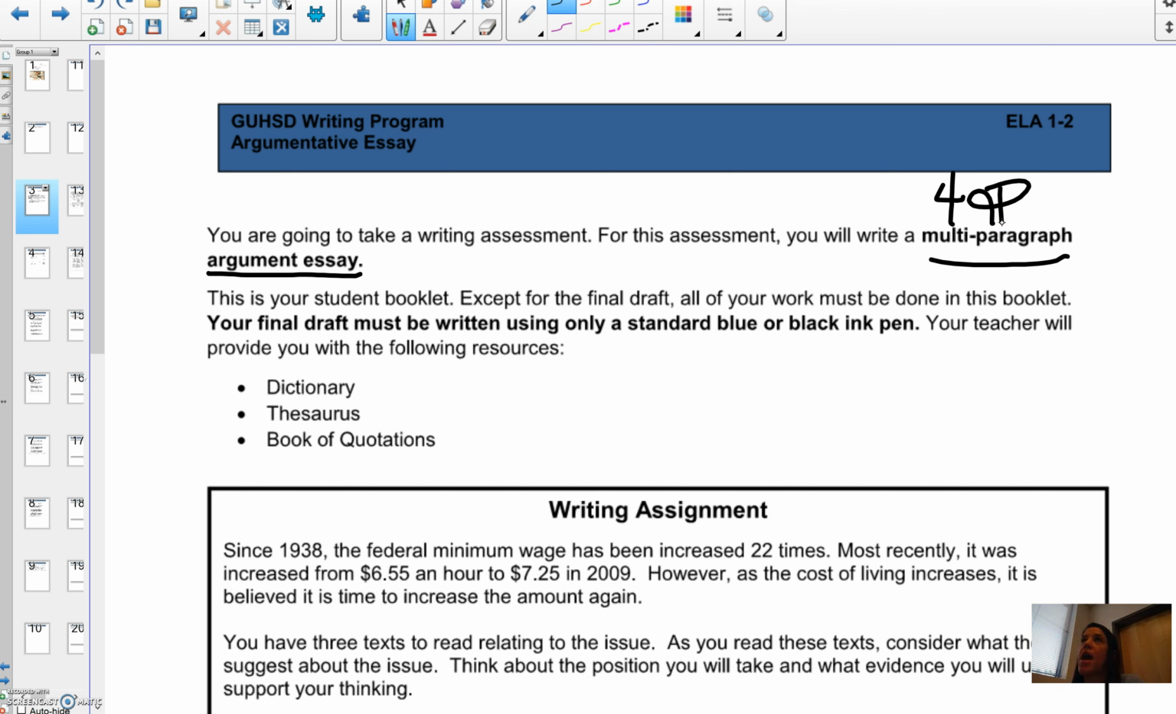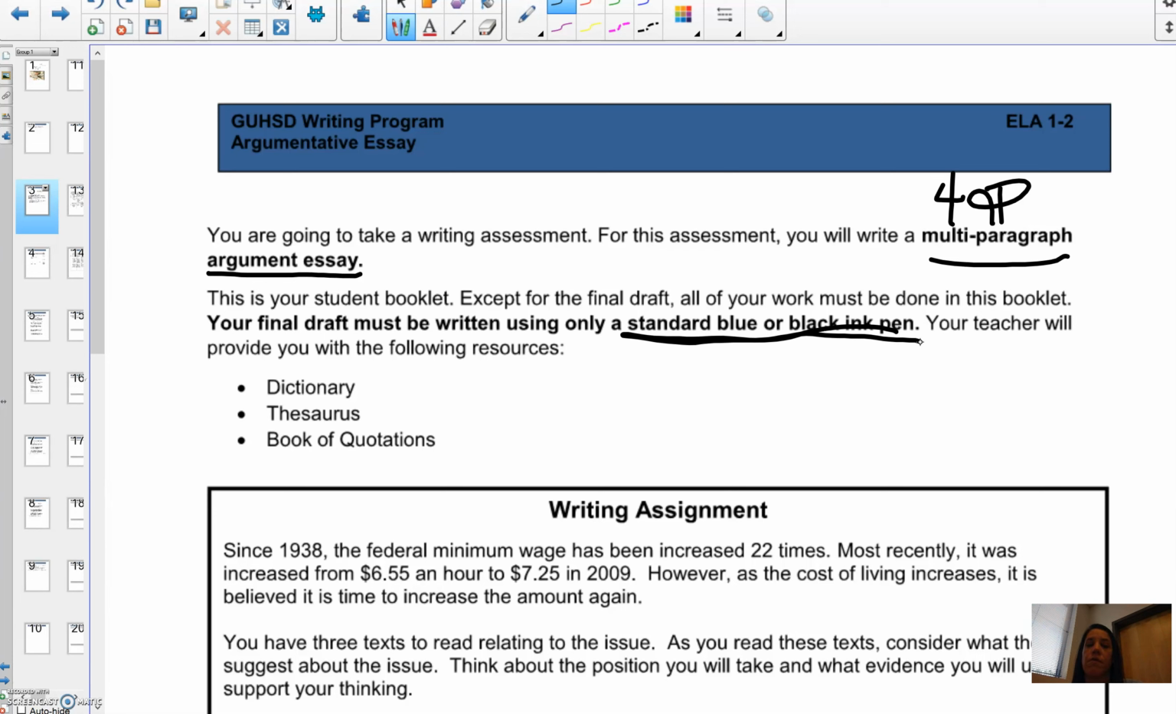Okay, so you need to have at least 4 paragraphs in this essay: an intro, an argument, a rebuttal, and a conclusion. You could have more depending on how you want to break it up, but you have to have at least 4. Okay, this is your student booklet. Except for the final draft, all your work must be done in this booklet. Your final draft must be written using only standard blue or black ink. Go ahead and underline that just so you remember when we get to the actual PBA, your final has to be in blue or black ink.